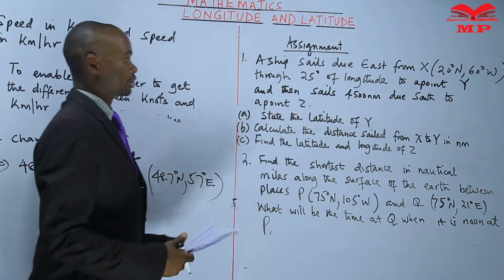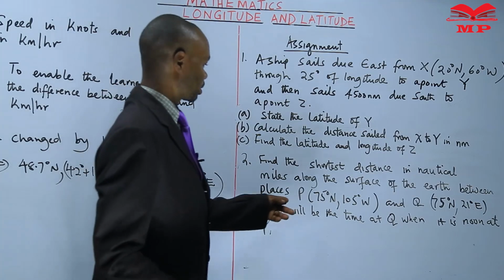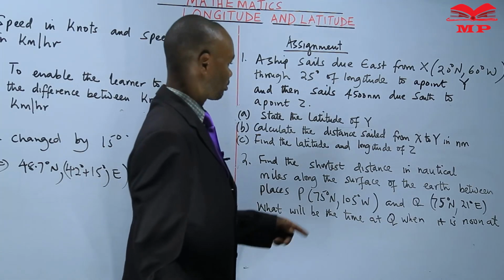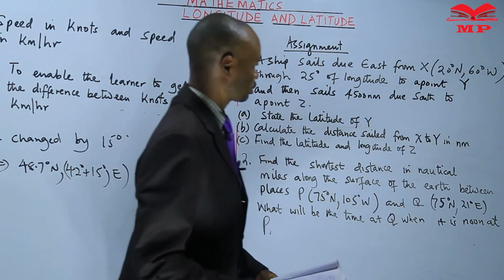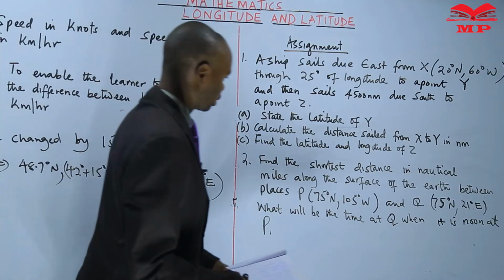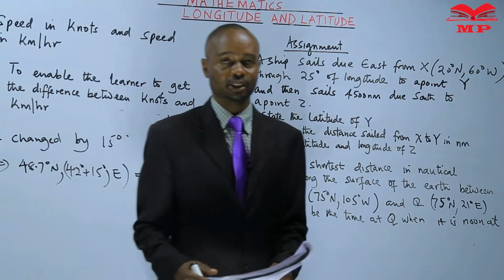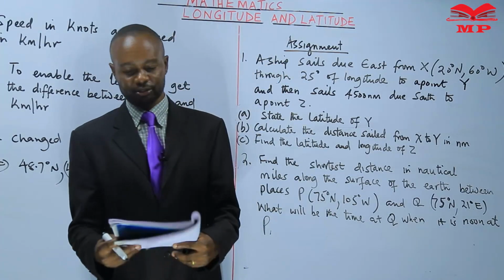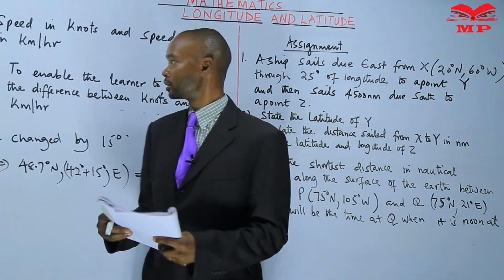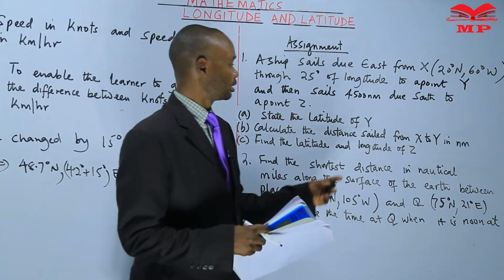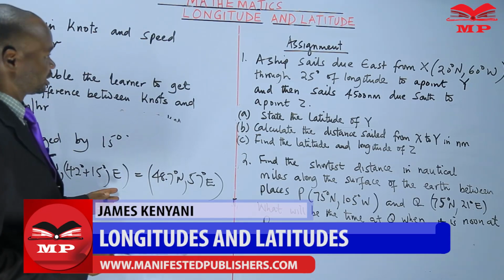2: Find the shortest distance in nautical miles along the surface of the earth between places P, 75 degrees north, 105 degrees west, and Q, 75 degrees north, 21 degrees east. What will be the time at Q when it is known at P? Those two questions will give you enough practice on the topic when we come to longitude, time, and even knots.